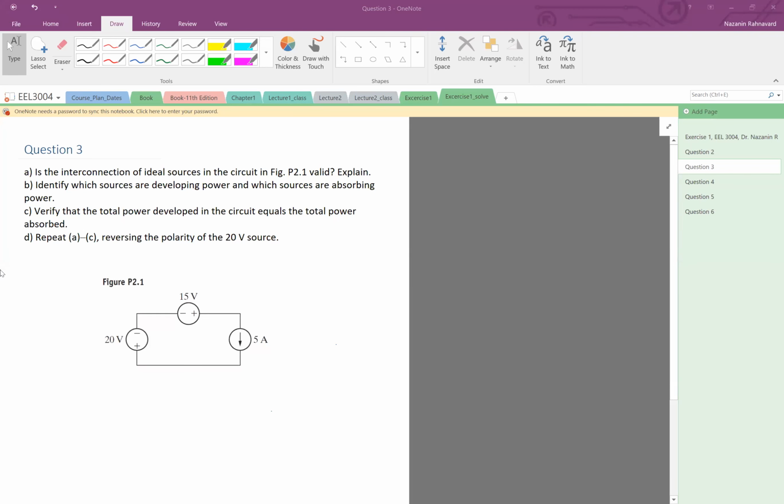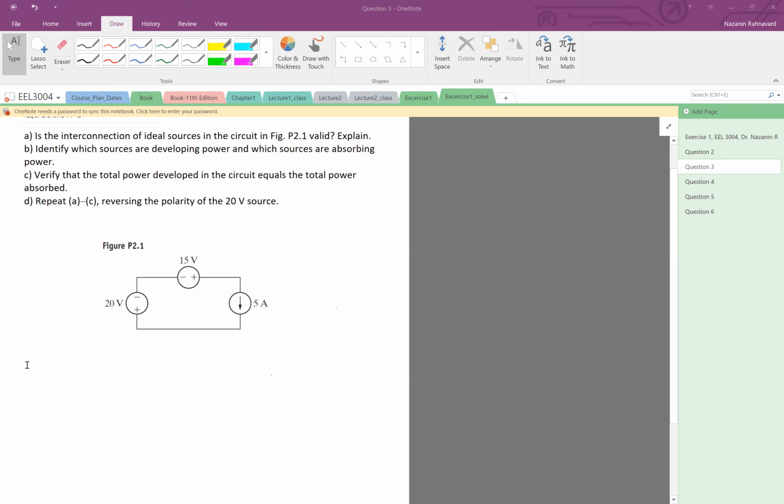Question 3. Is the interconnection of ideal sources in the circuit given in this figure valid? Explain. Okay, so let's see. We have to see if there's any contradiction or not.